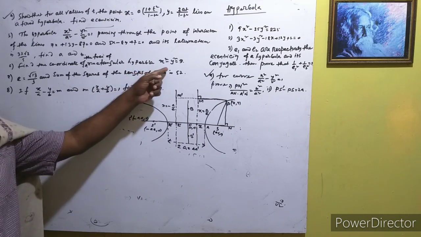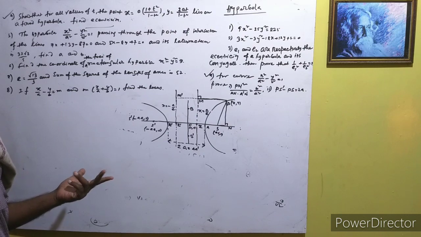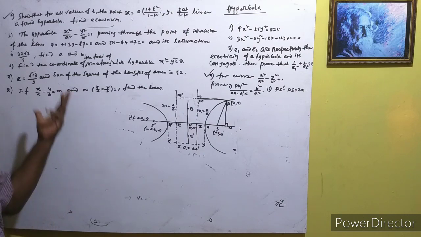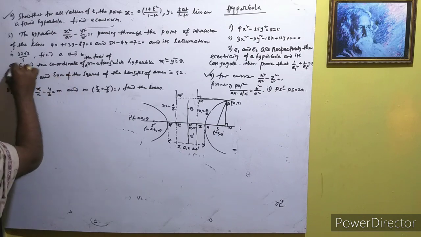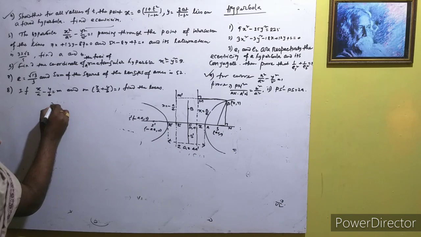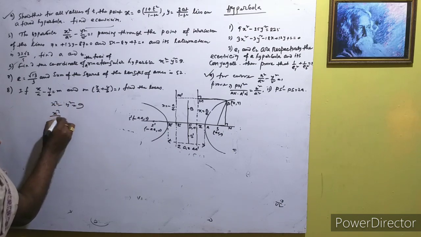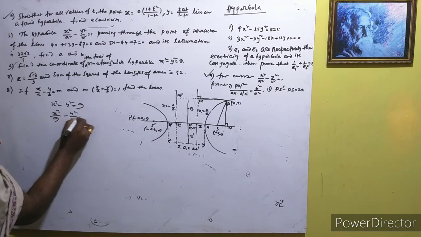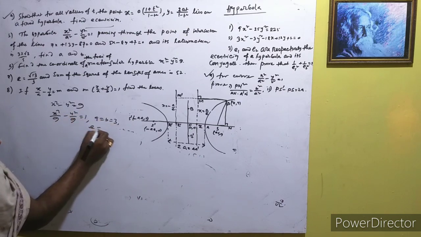So you know that when a and b are the same, this is called the rectangular hyperbola, so e is here root 2, and a is 3 and b is also 3. So we can easily find the foci. You have to find the coordinates of the foci. So x square minus y square is equal to 9 here. So x square by 9 minus y square by 9 equals 1. So a equal to b equal to 3 here. So e is equal to root 2.